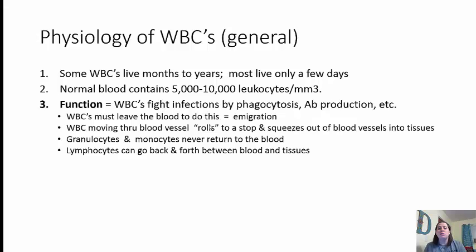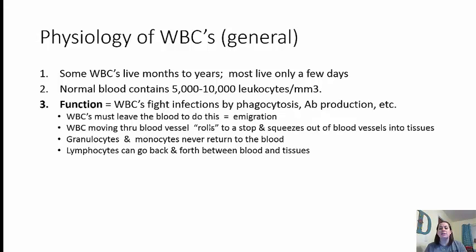Now, white blood cells must leave the blood in order to do their job. They're going to do this through emigration. If you'll notice, this emigration is spelled with an E. This means that they are exiting the blood vessel. So they are emigrating out of the blood vessel into the tissue where they may need to fight whatever the invader may be. When we look at this, the white blood cells are going to move through the blood vessels. They do kind of a rolling motion to stop on the blood vessel surface, and then they're going to squeeze through those tiny little spaces between cells of the blood vessel.